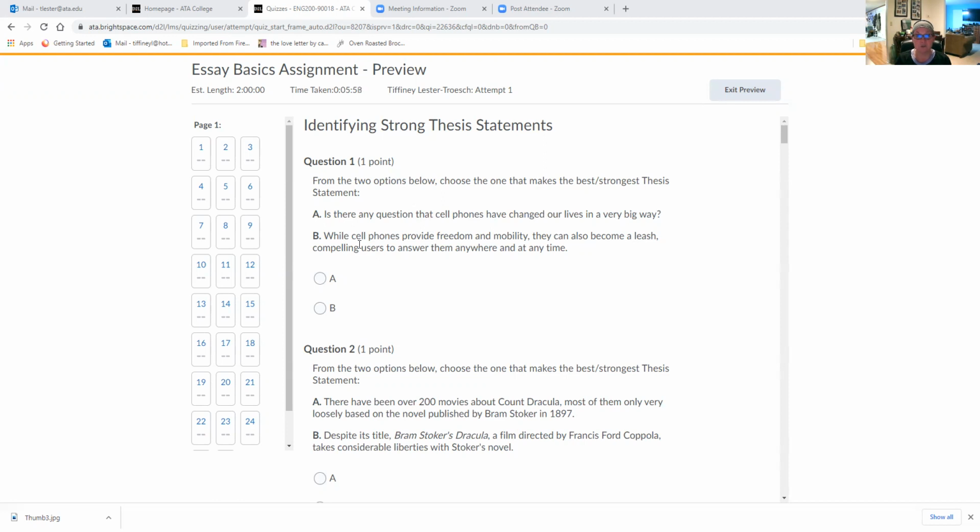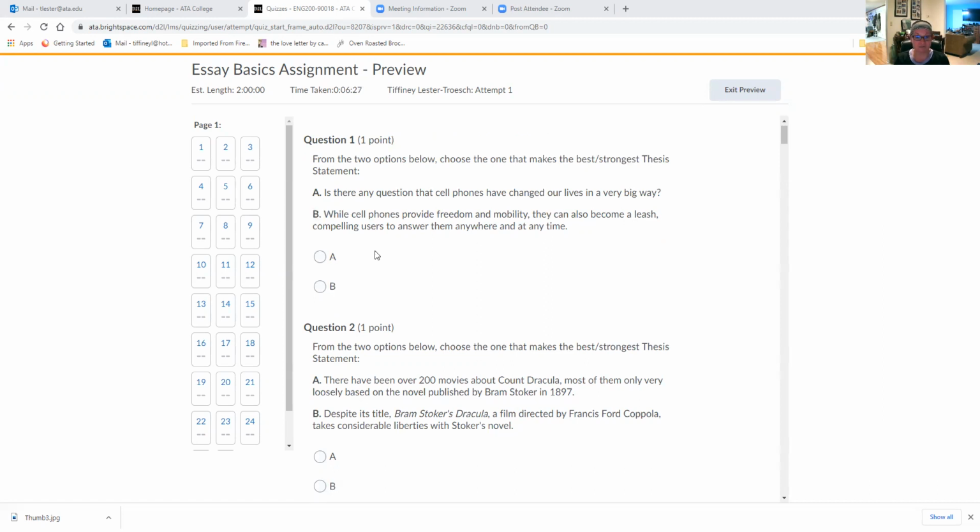So your job is to think about everything we learned about thesis statements, what they are, what their purpose is, what makes a weak one, what makes a strong one, what types are completely inappropriate and not acceptable. Right? So based on all of that we learned in week 1 on thesis statements, you choose the one you think is the best, the strongest. Right? So you're going to do that for questions 1 through 5.